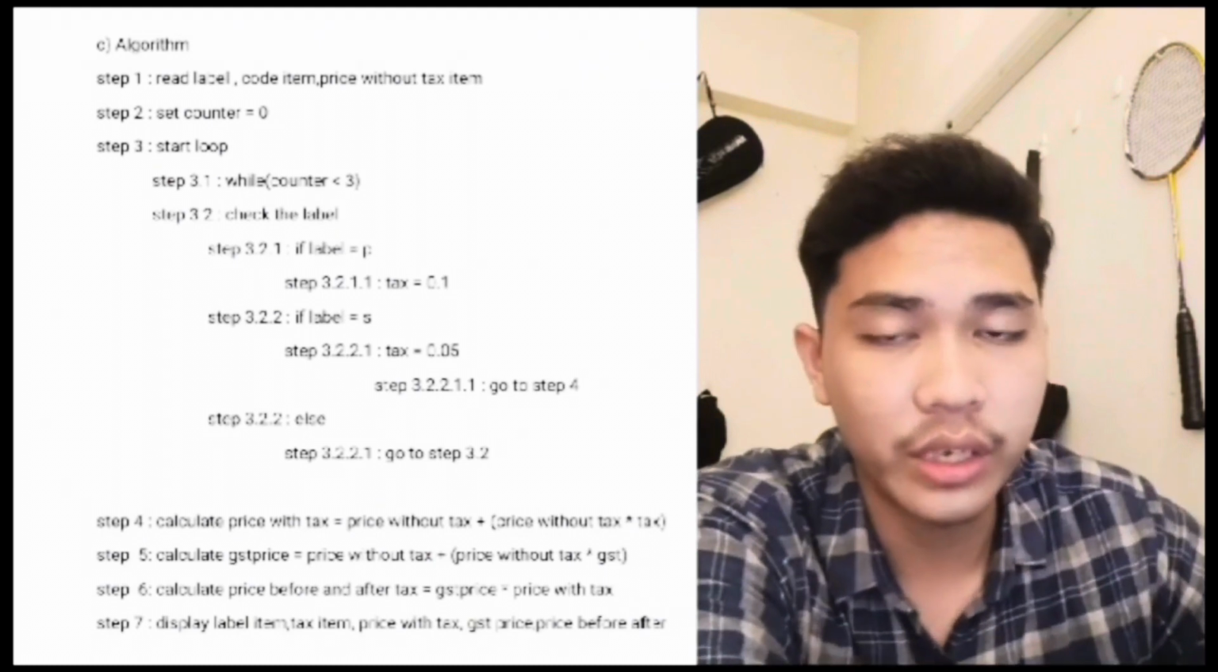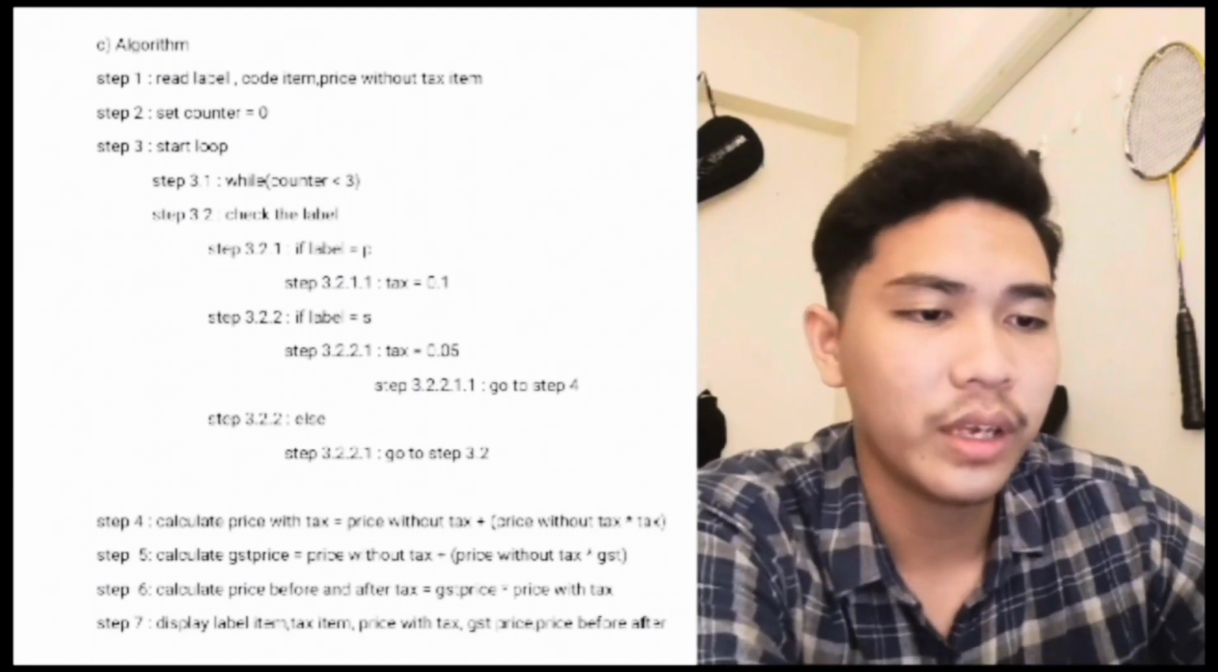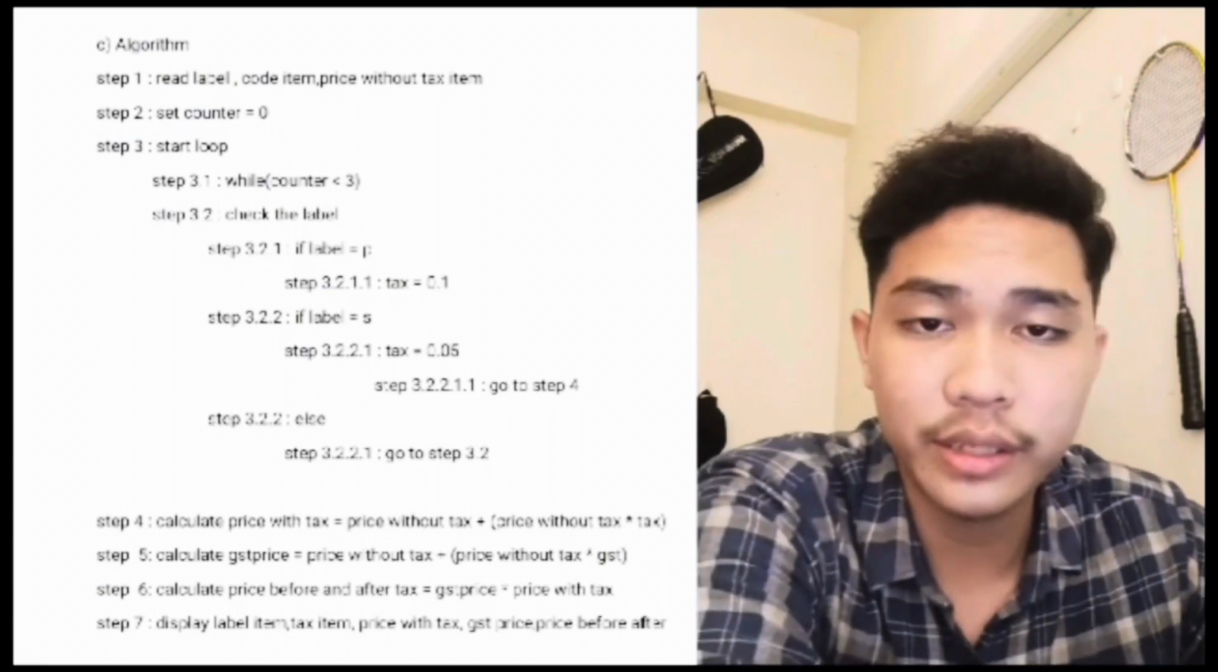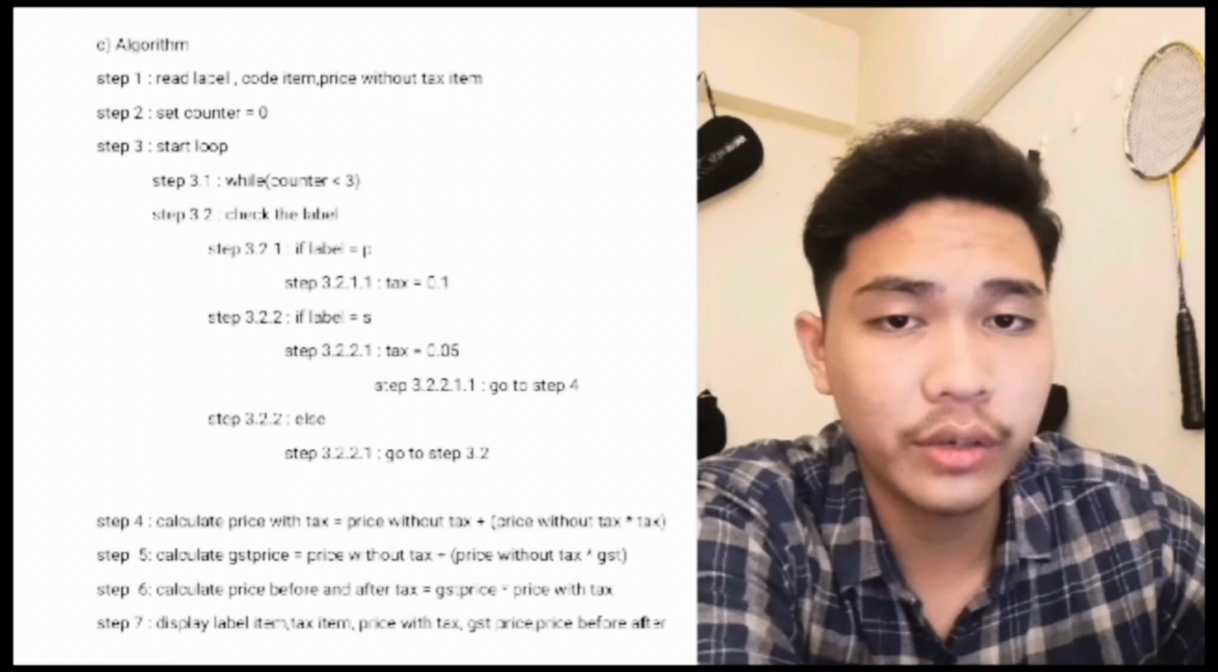And the output, which is step 7, is display label, item, tax, item, price with tax, GST price, price before after. So that's all for me.